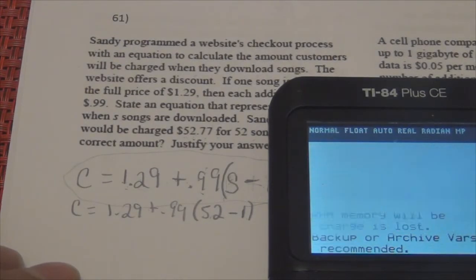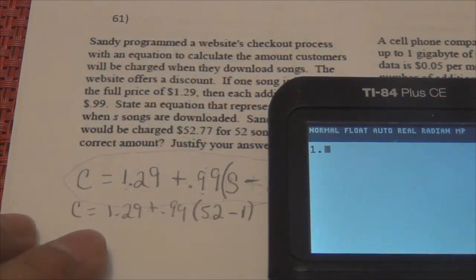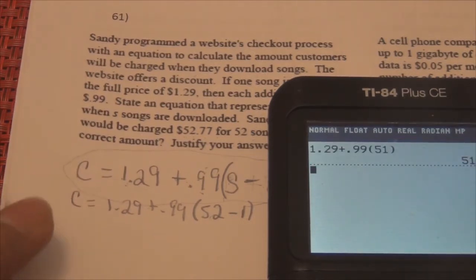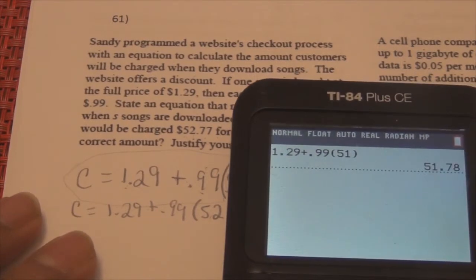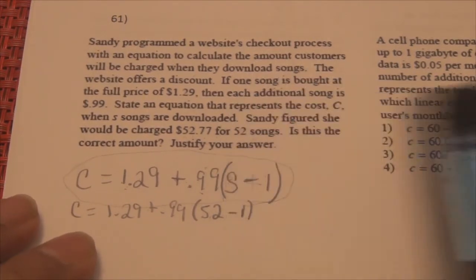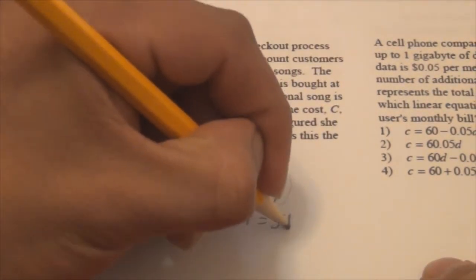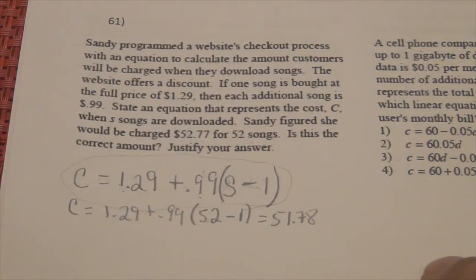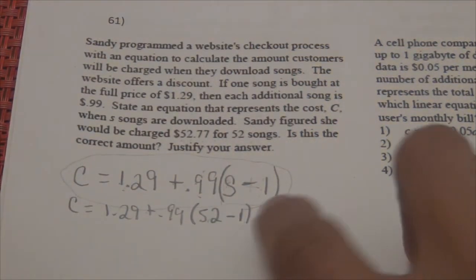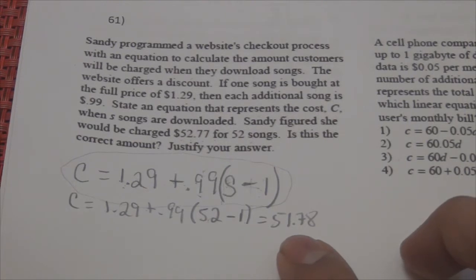Okay, oh, but it is low. Wow. So $1.29, okay, plus 99 cents times 51. Or if you want, you could put 52 minus 1 in there, and that's it. So I get an amount of $51.78. So this should equal, this is equal to $51.78. All right, so now we just did the algebraic work, and now justify in words.